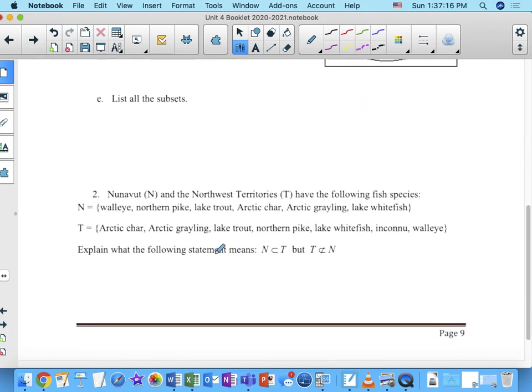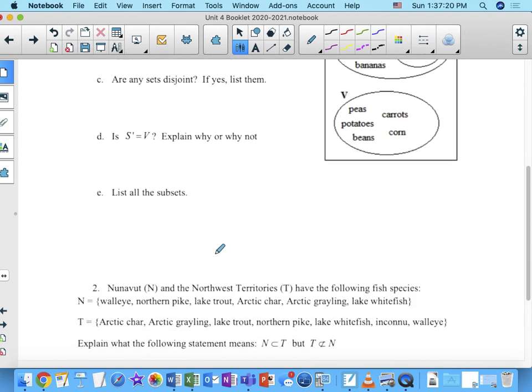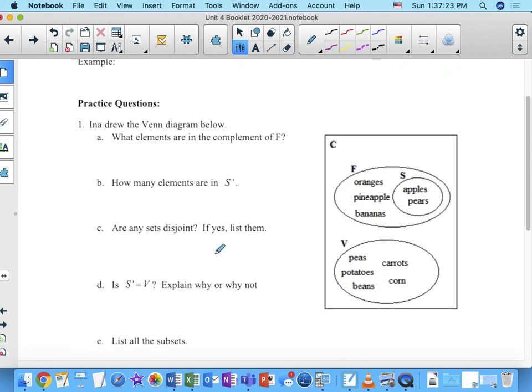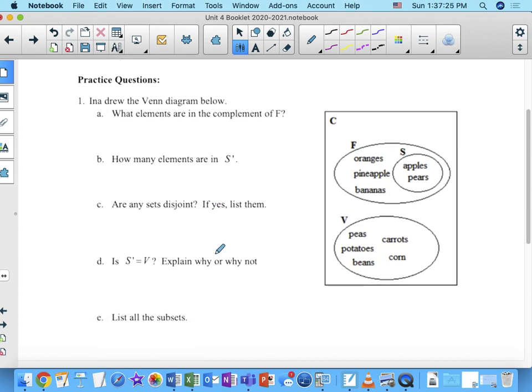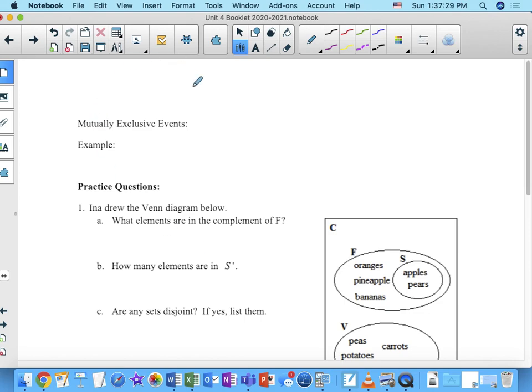And I want to take a look at this one. Yeah, let's take a look at a couple of these quickly, and then we'll call it a day. Okay, so here's one question. Oh, actually, wait, sorry. There's one piece of vocabulary that I skipped over. It's at the top of page 9, and that is mutually exclusive events.